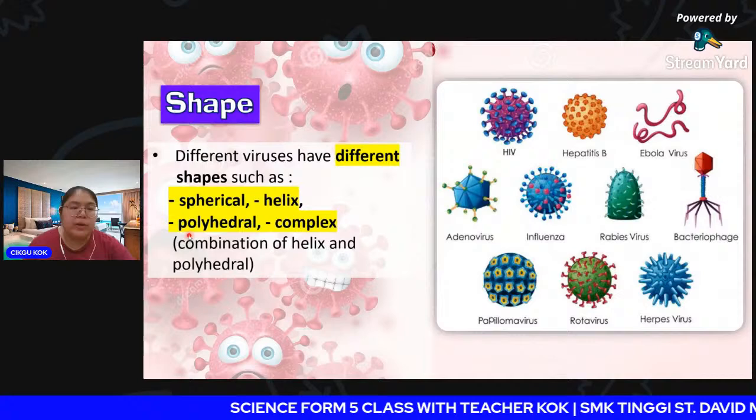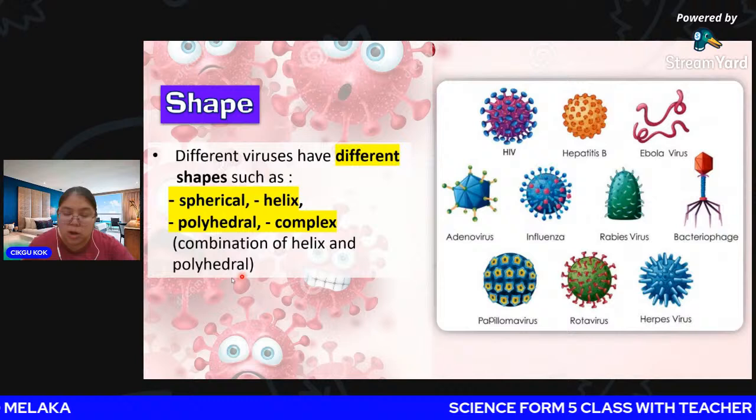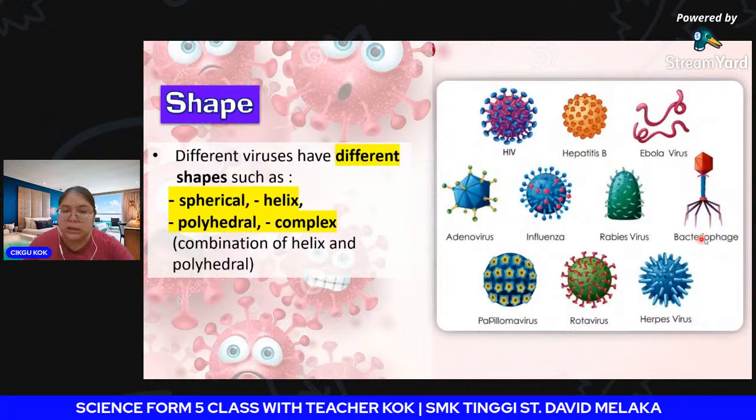After that, we have polyhedral. Polyhedral is just like a polygon shape. This one is polyhedral. Last one, we have complex. Complex means mixed, a combination of the helix and also polyhedral. This one we call complex. The bacteriophage is a complex shape.